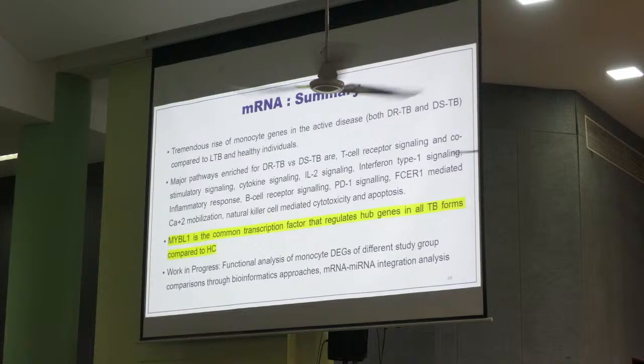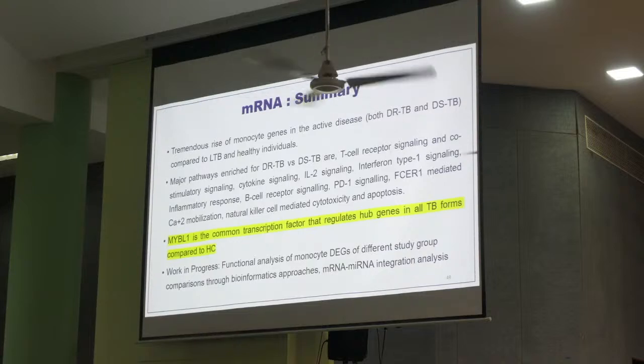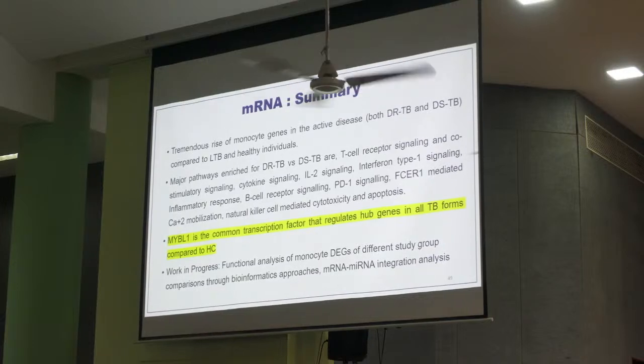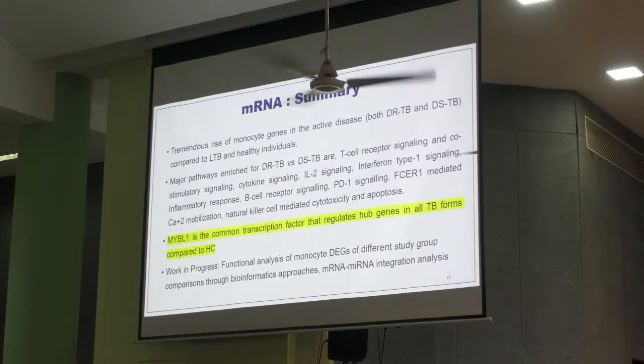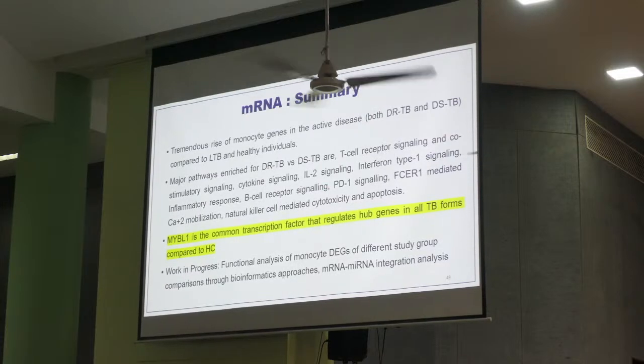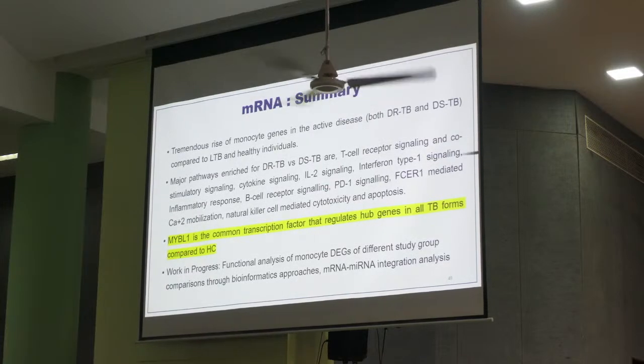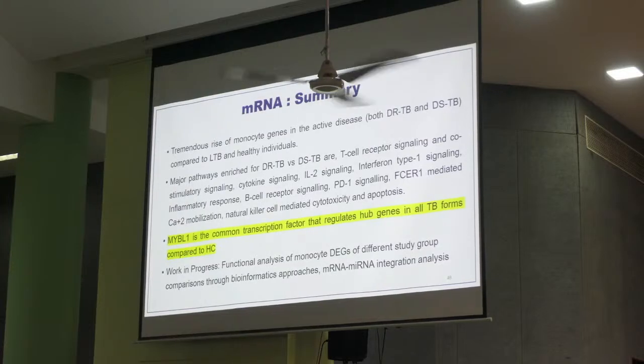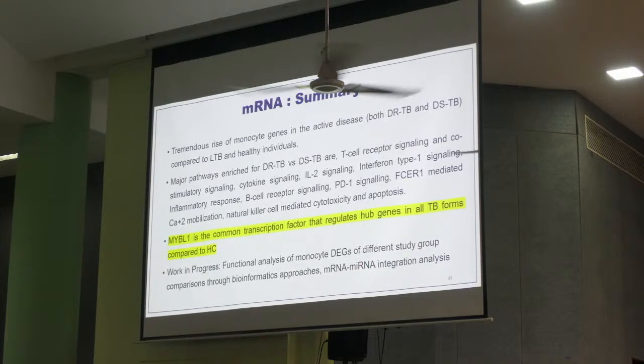This is a summary of the mRNA study we have seen. The major pathways enriched in both DR and DSTB compared to LTB indicate an active disease pattern. Some of the disease pathway mechanisms are IL-12 signaling, interferon type 1 signaling, PD1, and FcR gamma calcium mobilization. These are the major pathway systems affected by the mRNAs isolated from the monocytes. And this is one of the common hub genes seen as very important in differentiation. We are now currently working on how this mRNA is regulated, by miRNA-mRNA integration analysis.